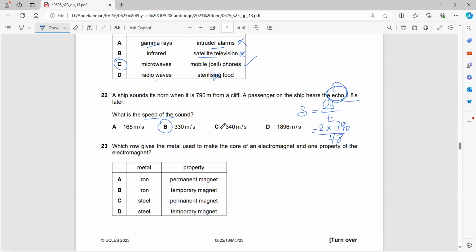Which row gives the metal used to make the core of an electromagnet? Can it be steel? No, it cannot be steel. It has to be iron. Why? Because iron is a temporary magnet. Yeah, easy.